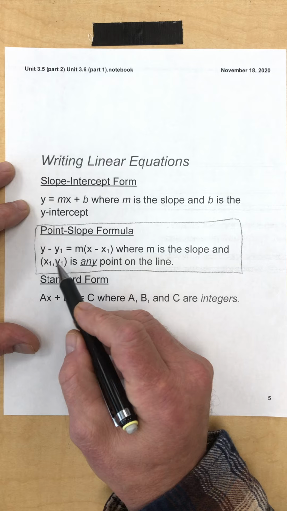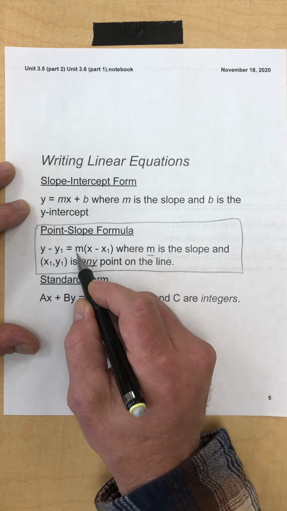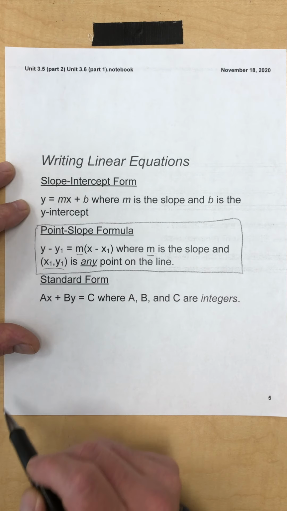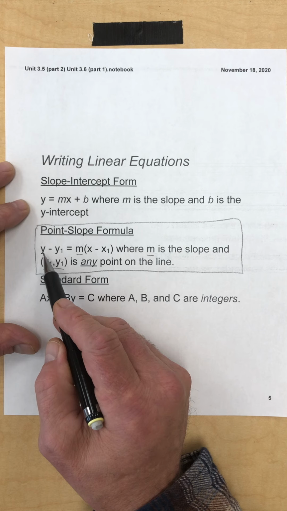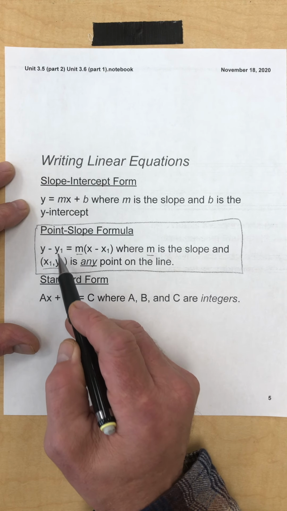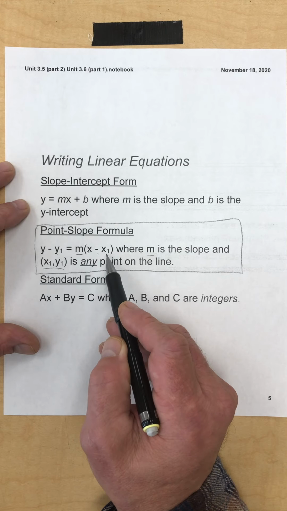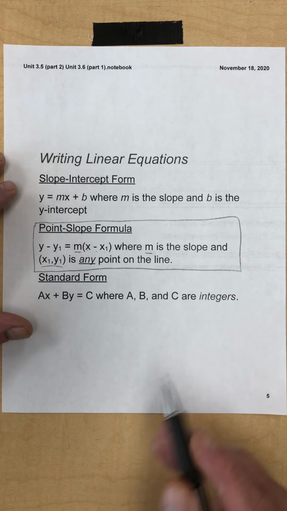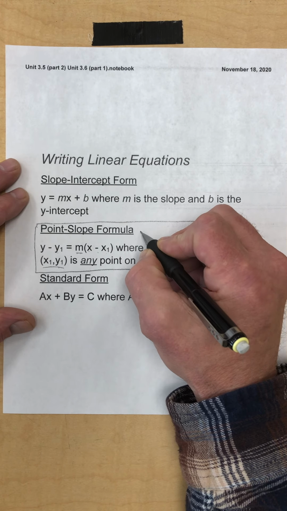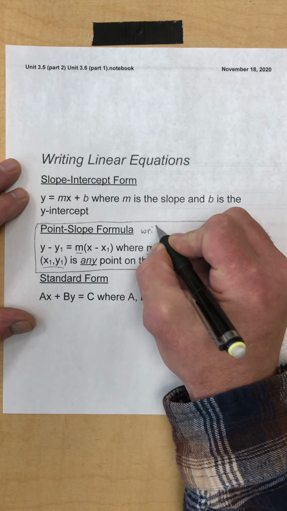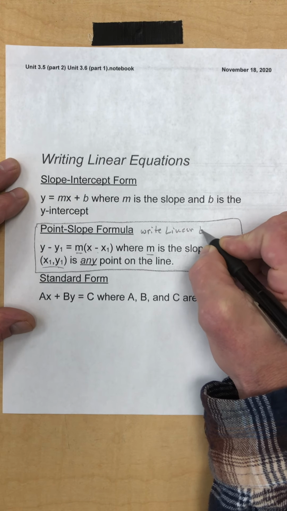If you have the slope, which is m, and you have one point, any point at all that's on the line, you can do this. It would be y minus the y coordinate of that point equals the slope times the quantity of x minus the x coordinate of that point. So we use this to write linear equations.